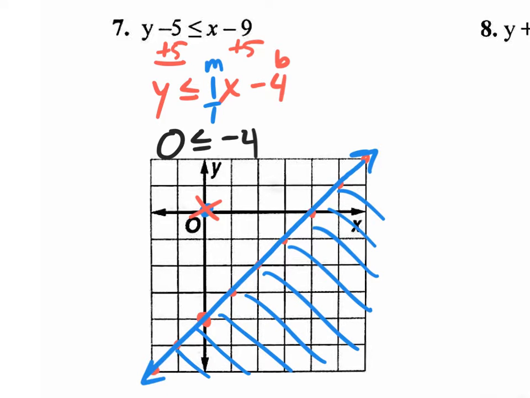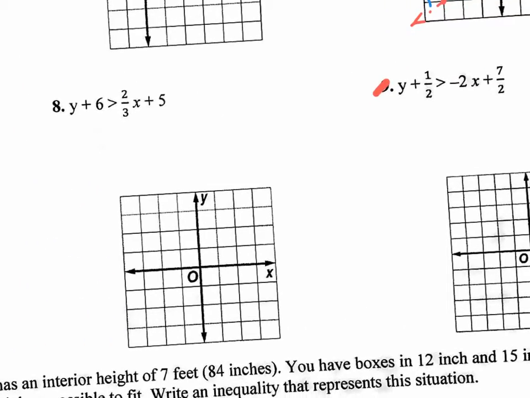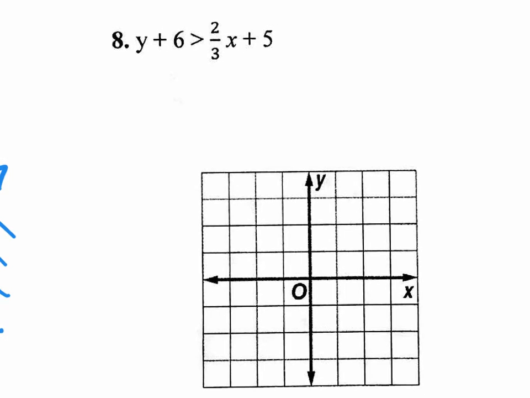Let's move on to number 8. And we're going to stop right there because on the other video I explained 9. So let's just do 8 and we'll be done. Let's get rid of that 6. We're going to subtract 6, subtract 6. You're going to have y is greater than 2/3 x minus 1.